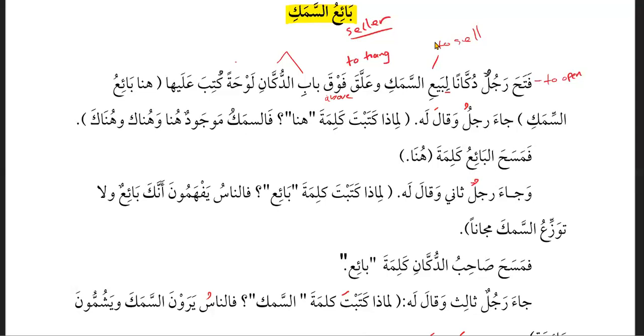So لوحة, ما معنى لوحة؟ Sign. It means a sign, like a board with a sign. كتب عليها. So كتب means it was written, عليها on it, meaning on the لوحة. So a man opened the shop to sell fish and he hung above the shop door a sign, and it was written on it. And here it says what was written on it: هنا بائع السمك, which means what? Qasim? Here we sell fish. No, بائع is a seller, fish seller. Here is a fish seller.